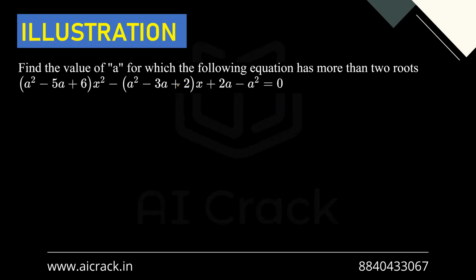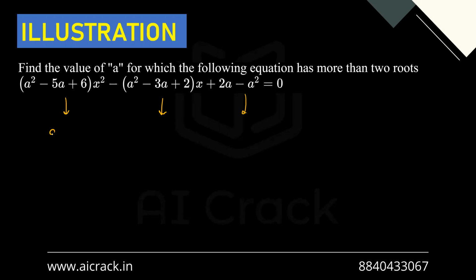Find the value of a for which the following equation has more than two roots. So (a square minus 5a plus 6) times x square minus (a square minus 3a plus 2) times x plus 2a minus a square equals to 0. Now, if it has more than two roots, then basically this is nothing but an identity. And if it's an identity, in that case, this coefficient, this coefficient, and this constant number, all three should be 0 simultaneously, right? So for that, let's try to make it 0 first.